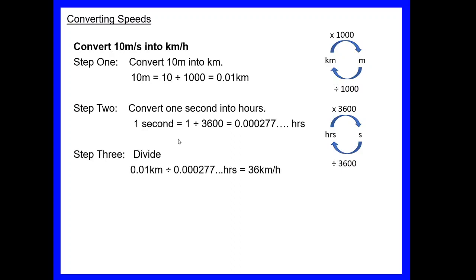And then we do our division. We're going to divide our kilometres by our hours to get kilometres per hour, and we get 36 kilometres per hour. Another way of showing that, we've got 10 metres per 1 second. We change the metres to kilometres, we change the seconds to hours, and then we divide our answer to get our 36 kilometres per hour. Again, pause the video if you need to and make a note of that example.